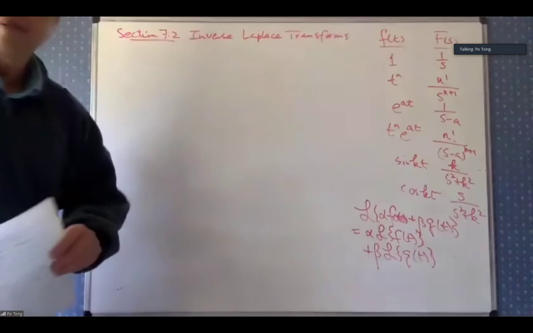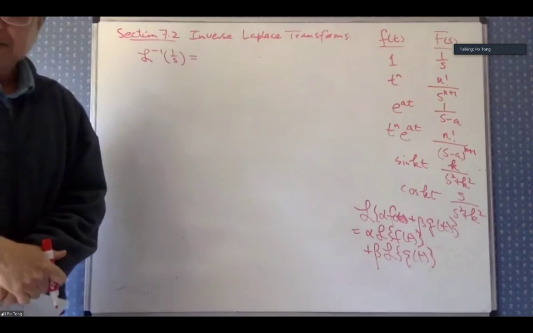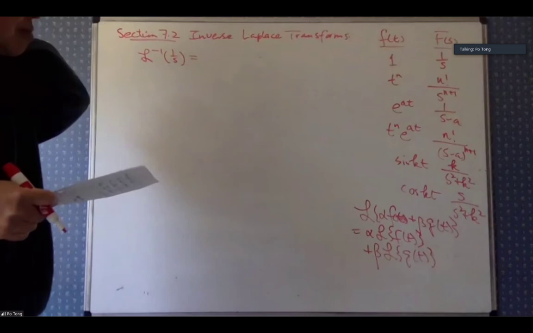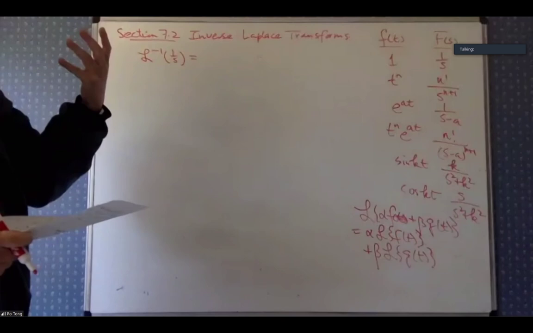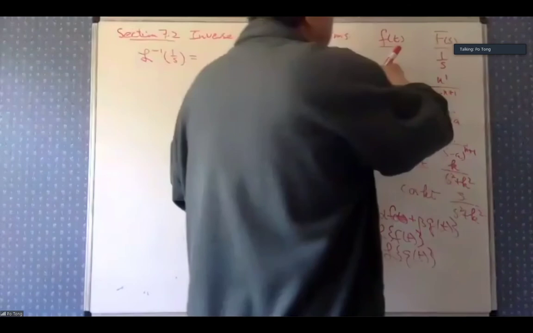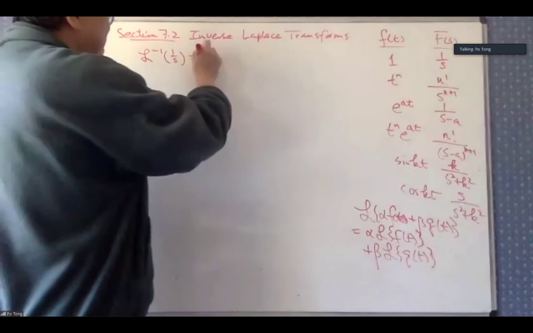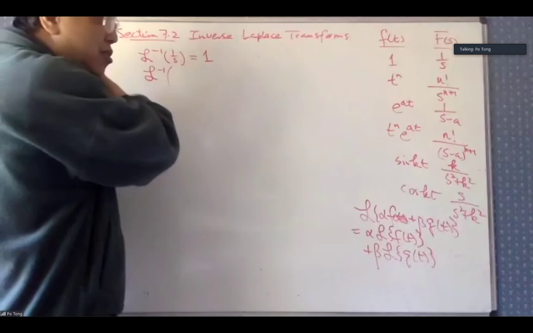So today, the inverse Laplace transform is going the other direction. What do you think is the inverse Laplace transform of 1 over s? We start with 1 over s, going backwards. What's the answer? Laplace transform of 1 is 1 over s. So the inverse transform of 1 over s should be 1. So that's the definition of inverse transform. It's just going backwards.